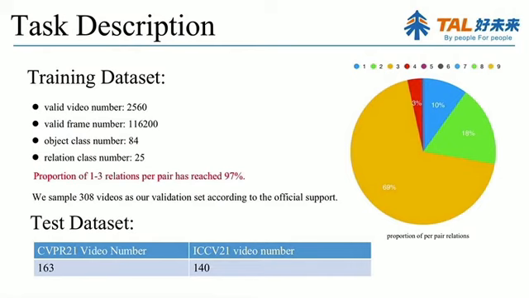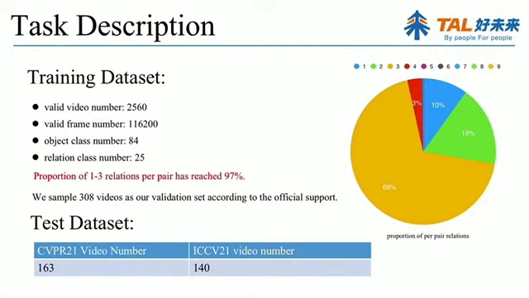This slide shows the information of the dataset. In the training dataset, there are 2,560 valid videos and more than 100,000 valid frames. The number of object categories is 84, and the number of relation categories is 25.